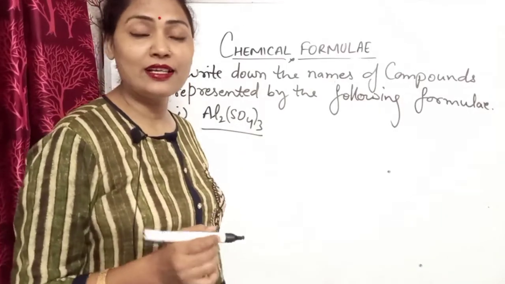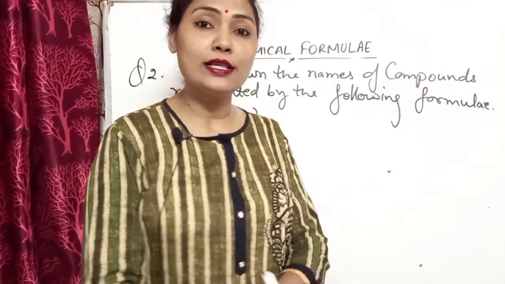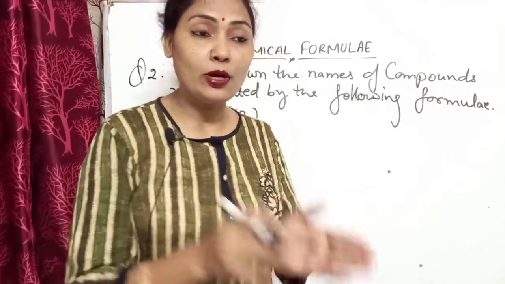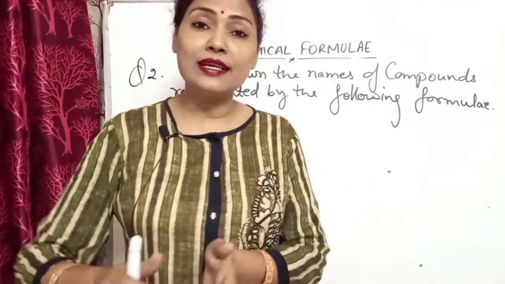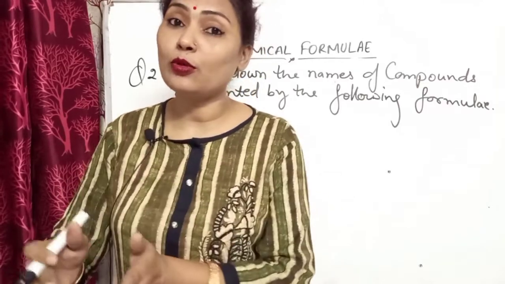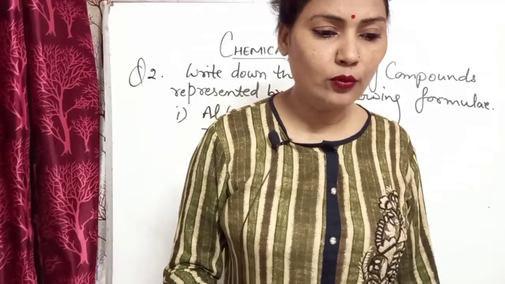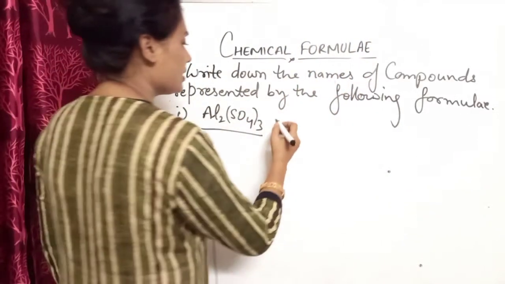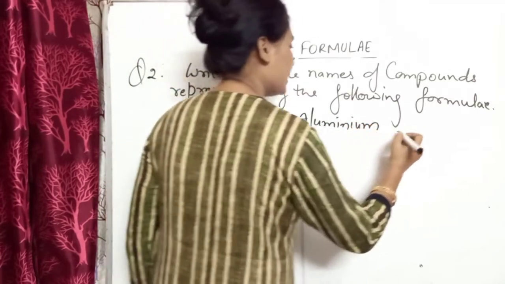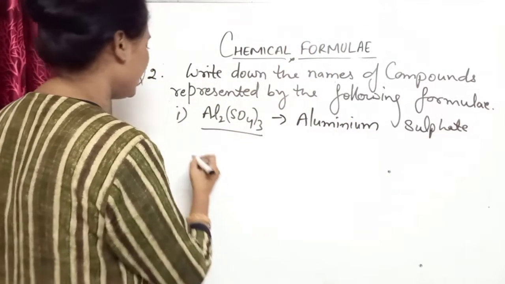Actually SO4 is there, which means it is sulfate. If PO4 is there, then phosphate. If OH is there, then it is hydroxide. If O is there, then oxide. If NO3 is there, then nitrate. If HCO3 is there, then it is hydrogen carbonate. If CO3 is there, then it is carbonate. So the name of this compound is aluminium sulfate.